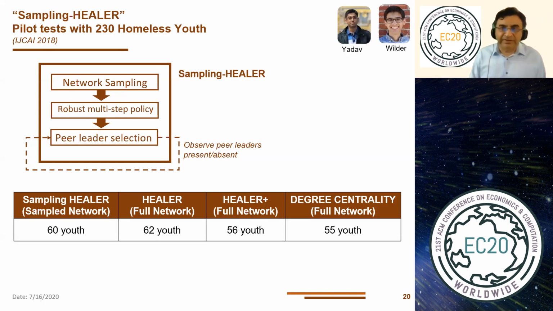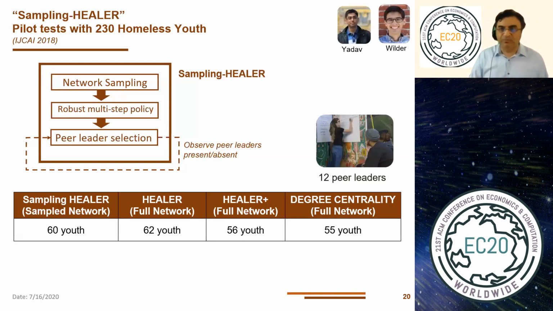There are 2 versions of Healer, both with knowledge of the full network. Again, we recruit 60 youth each. And degree centrality, this is the more traditional approach. Bring in the most popular youth. And in each of these 4 partitions, we selected 12 peer leaders. Here's a picture from our social work colleagues educating these peer leaders about HIV prevention.